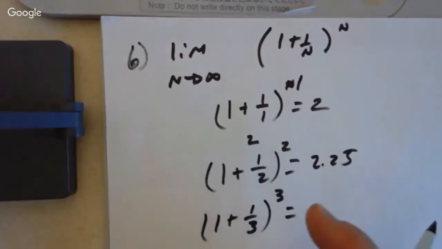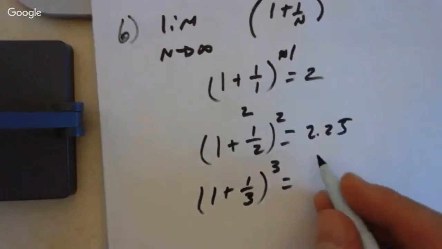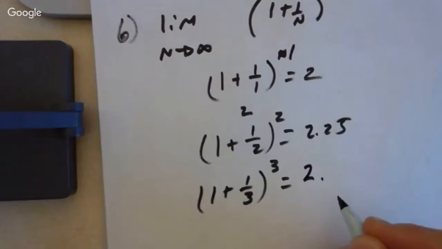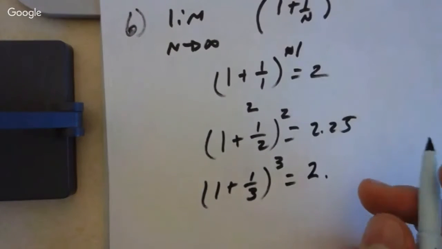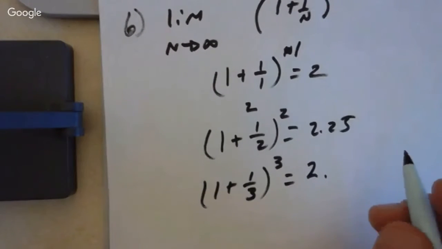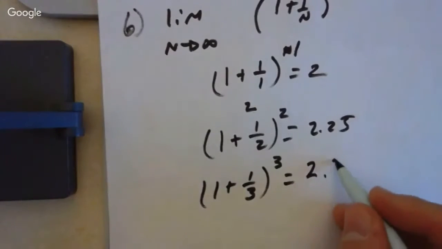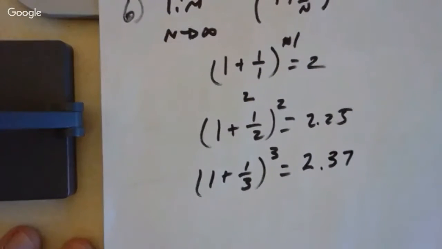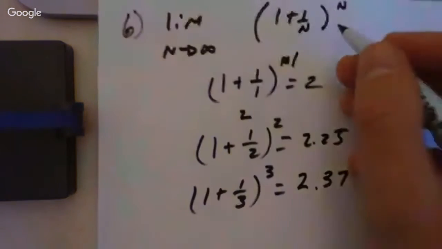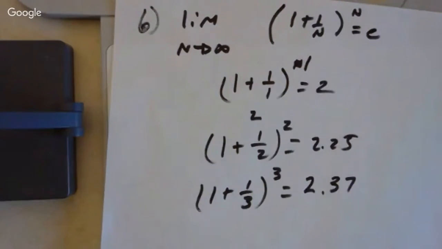Okay, 1 plus 1/3, cubed. Somebody throw it in their calculator. I think it's 2.4 something. 2.37. Okay, now here's what you notice. As n gets larger and larger, it looks like it's going to go towards 3 or 4. This is one of the ways of defining what e is.